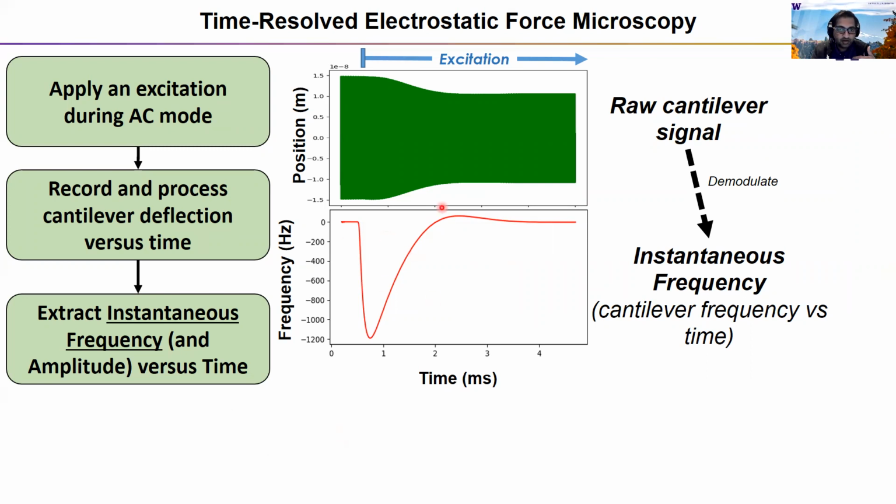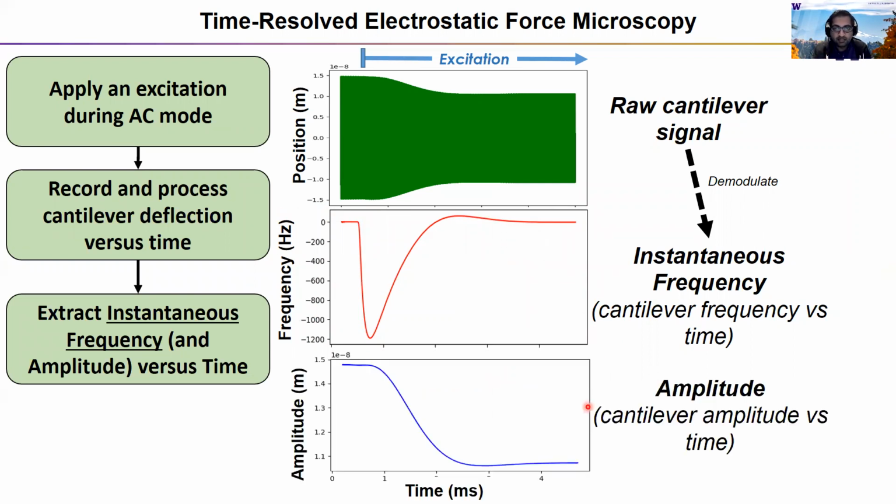So that gets this graph as shown in the middle here, where the frequency is on the y-axis, time is on the x-axis, and this corresponds exactly with the time of our signal up here. So the cantilever, there's no excitation, so it hasn't shifted yet. Then once you apply an excitation, the cantilever's frequency will shift away. So in this case, minus 1200 hertz, and then eventually it'll relax back to its original position. And at the same time that we're doing this demodulation, you can also extract the amplitude, which is effectively the envelope of this green function at the top. So that's how time-resolved EFM works.